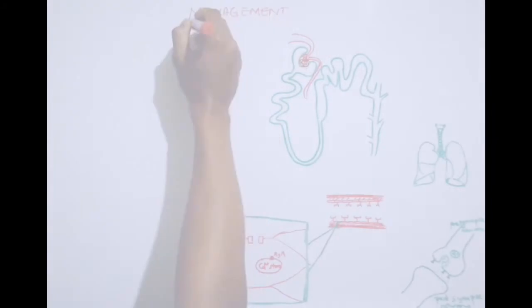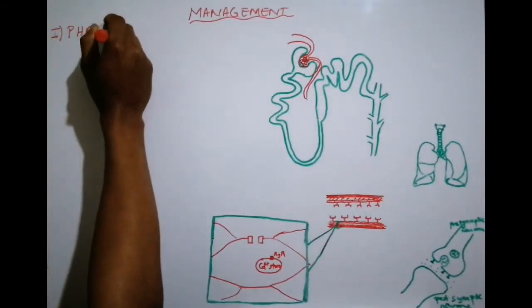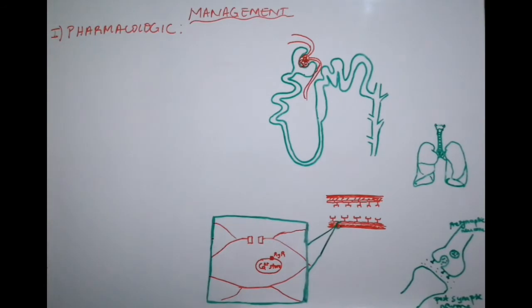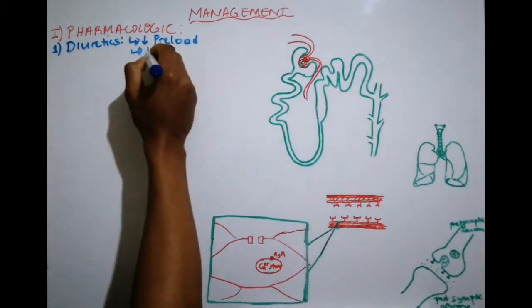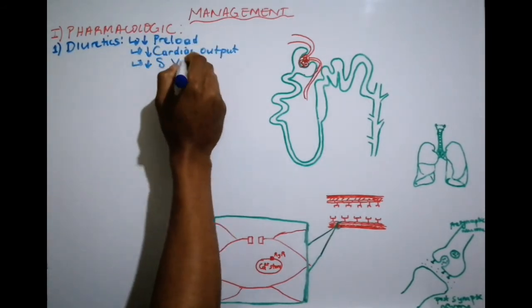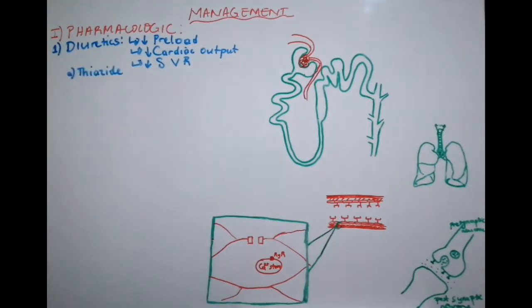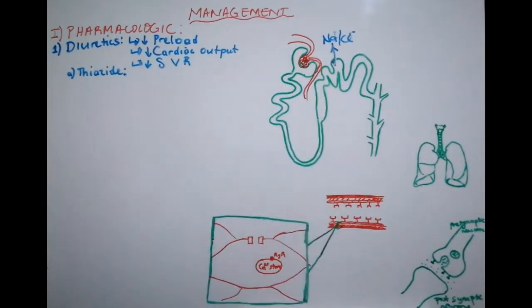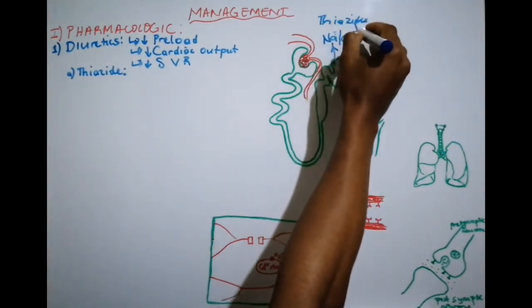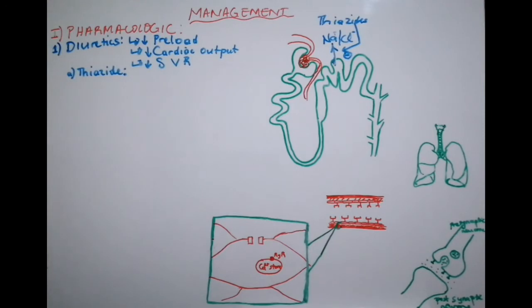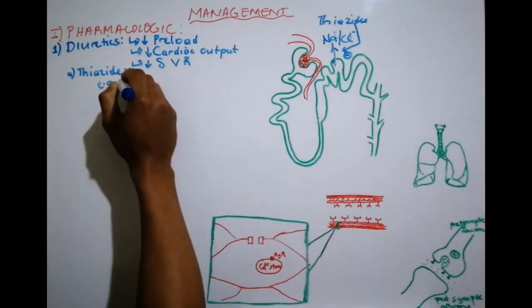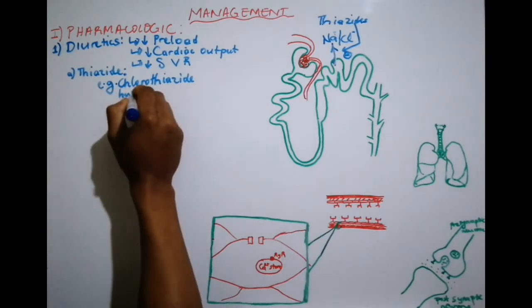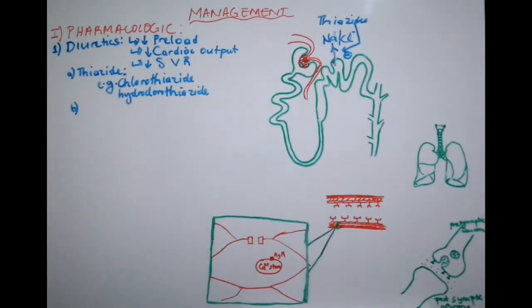For the treatment of hypertension, we can use antihypertensive medications such as diuretics, which increase urine secretion and decrease plasma and extracellular fluid volumes. By so doing, they decrease the preload, the cardiac output, and systemic vascular resistance. Examples are thiazide diuretics, which act on the early part of the distal convoluted tubules to inhibit sodium and chloride co-transport, hence increase sodium chloride excretion. Important side effects are hypokalemia and hyperglycemia. Examples are chlorothiazide and hydrochlorothiazide.